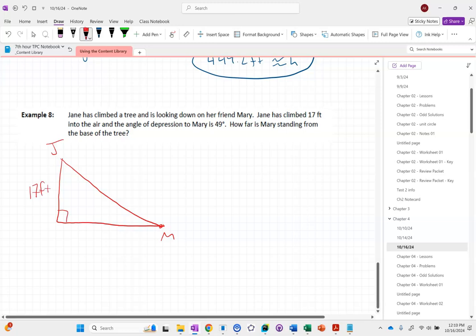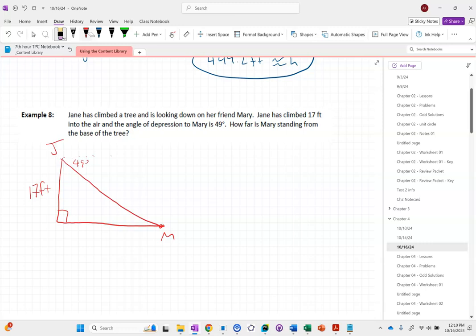And where's that 49 degrees going to go? So you mean here? Okay, that's the mistake. Almost everybody makes this mistake. Remember, Jane's line of sight would be here, so our angle of depression should be there. Oops. That's the mistake. Almost everybody makes this mistake the first time doing this. I promise you right now on your quiz or your test, I will try to trick you with this exact same setup.